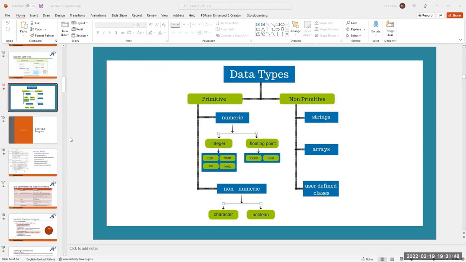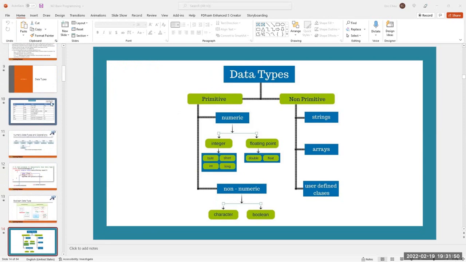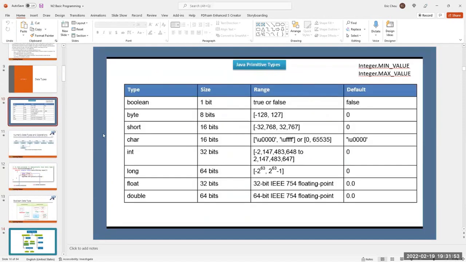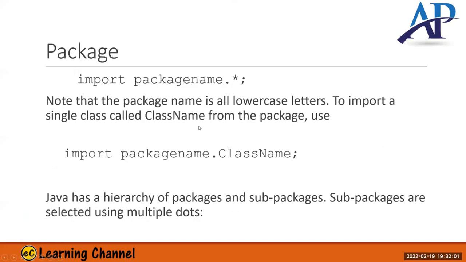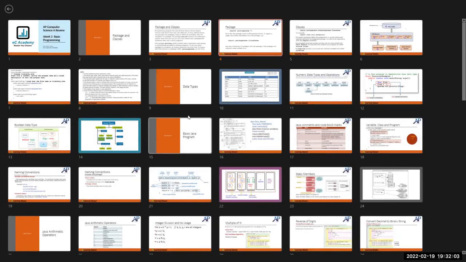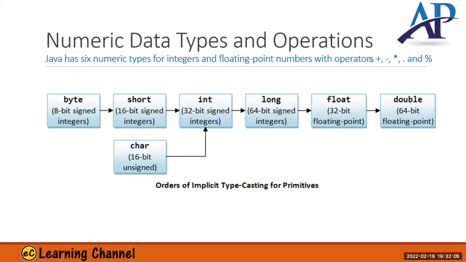Okay, so far we have gone through the different data types. There are a few types we will be testing in AP: integer, character, and Boolean, okay? This chart is very important.